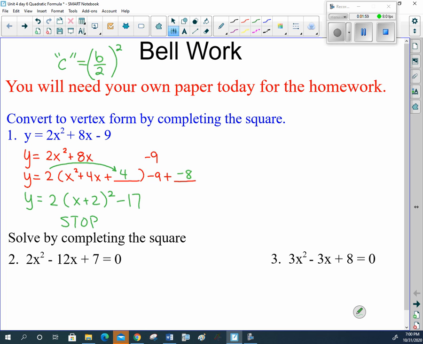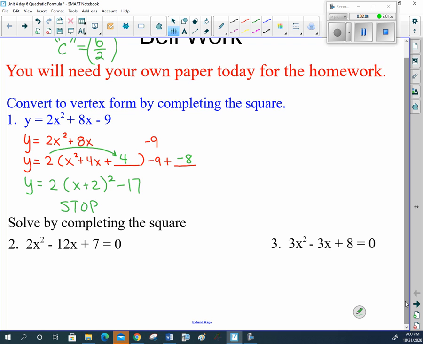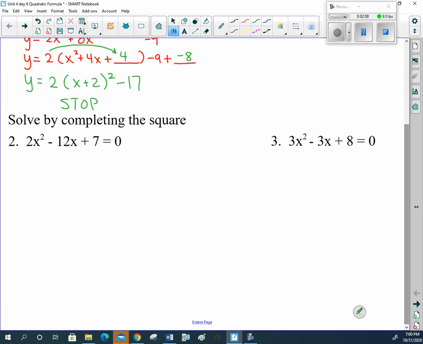Okay, the two below, we're going to continue and we're going to try to figure out what x is, but the one above was just to write it in vertex form. Okay, this one says solve by completing the square. So once again, I notice that 2x squared minus 12x plus 7, my x squared is not a 1. I'm going to have to fix that. But first, I'm going to separate my variables and my constant. So this time, since I have it equal to 0 and I'm solving, I'm going to move the 7 to the other side and make it -7.